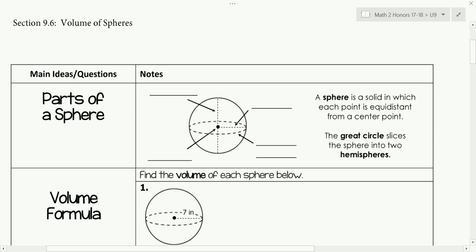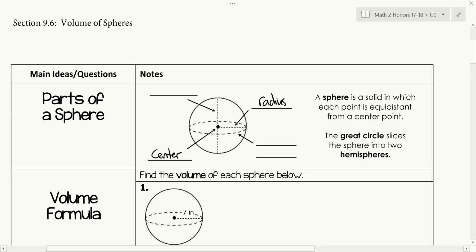All right, so a sphere is a solid in which each point is equidistant from the center. So our center, we start with a point. Okay, we're talking three-dimensional here now. And we're given a length called the radius. And now because it's three-dimensional, we can move that radius any direction. North, south, east, west, and everything in between. And we create this spherical shape, right?